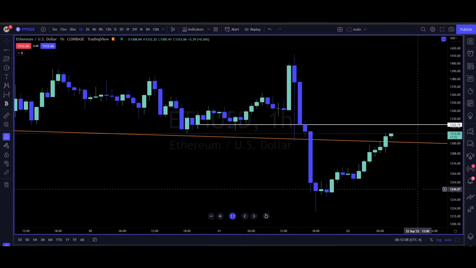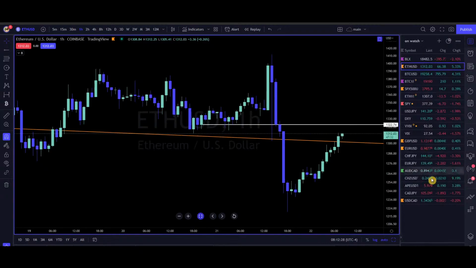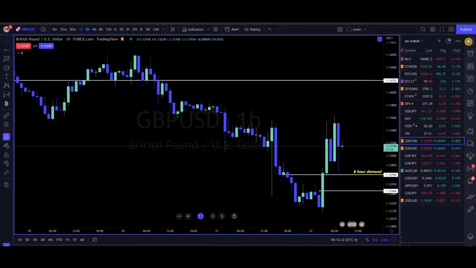Remember, if the dollar plays out with the three drive topping formation that we discussed yesterday, it's going to be weaker overall, and that could help put a bid under risk markets. So that's currently what we're watching. We just need to wait and be patient and let the markets set up. Let's go check out the pound trade real fast.